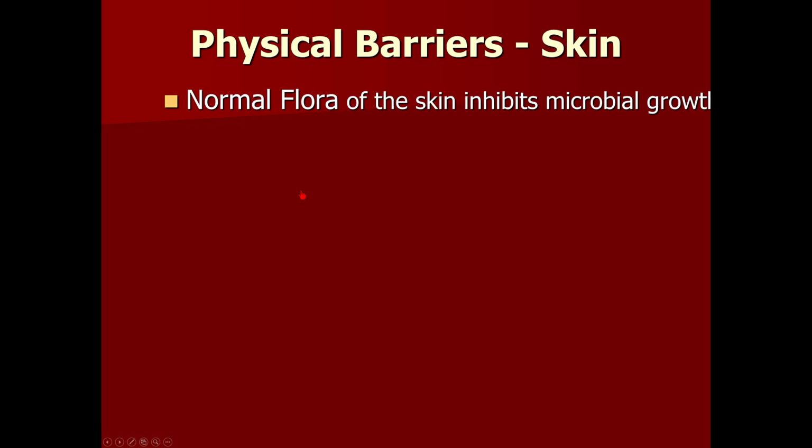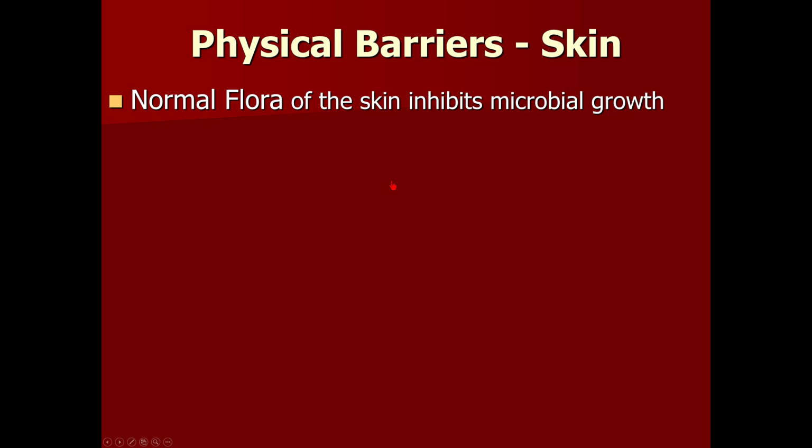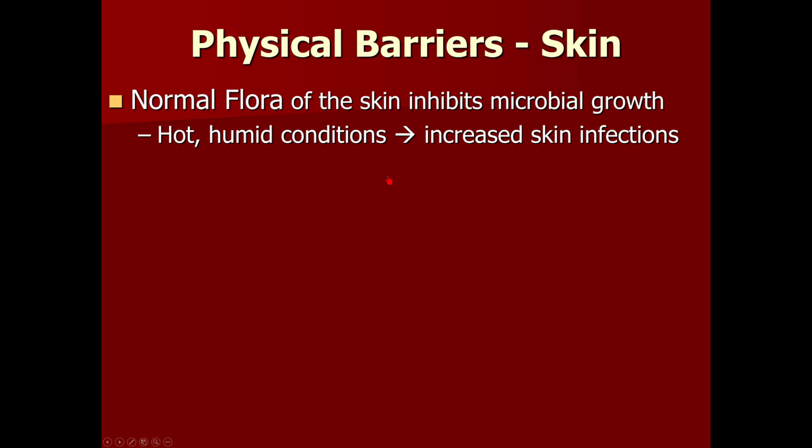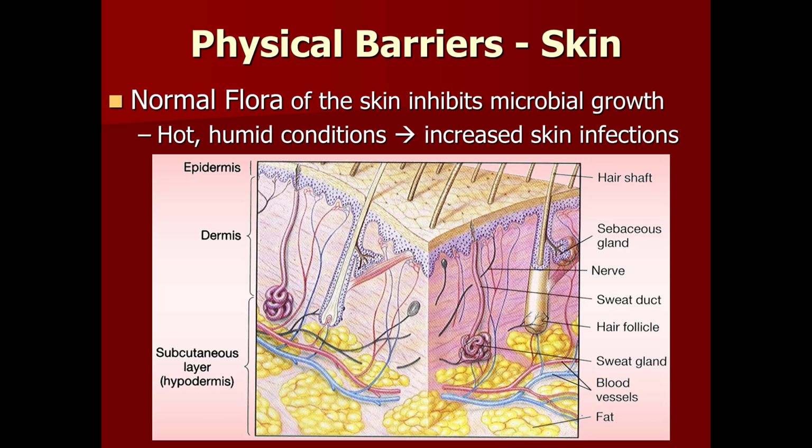Now, when we talk about the physical barriers, right, the normal flora of the skin inhibits a significant amount of potential pathogen microbial growth. Okay? Now, we also see that in areas where we have a hot, humid climate, like the tropics and things like that, we see an increased rate of skin infections. And again, that has to do with the fact that there's more moisture in the air, which allows more organisms to grow. And it also allows the organisms that are present on your skin, as part of your normal flora, to grow more than what they should.